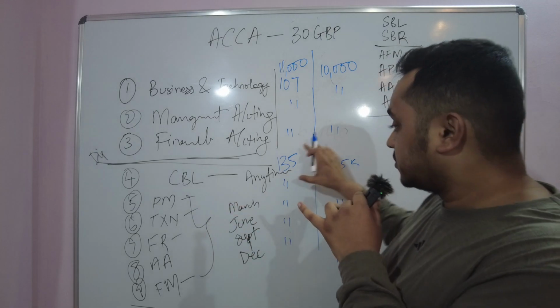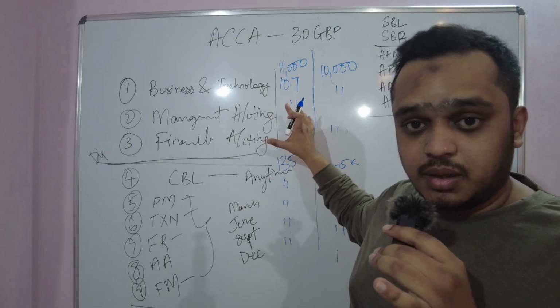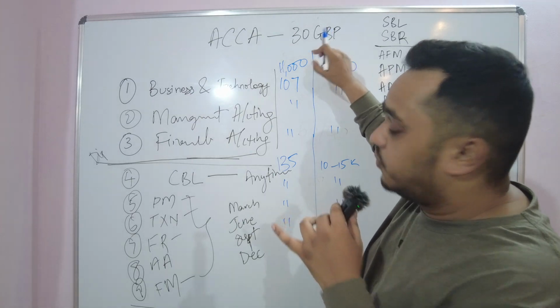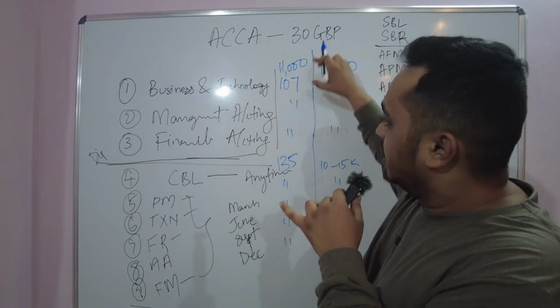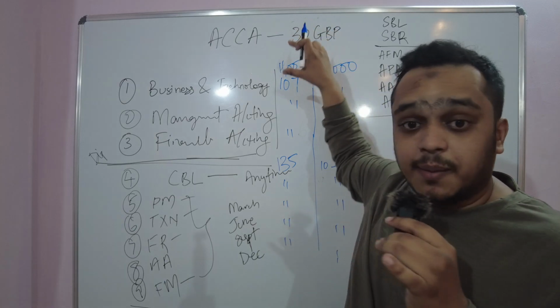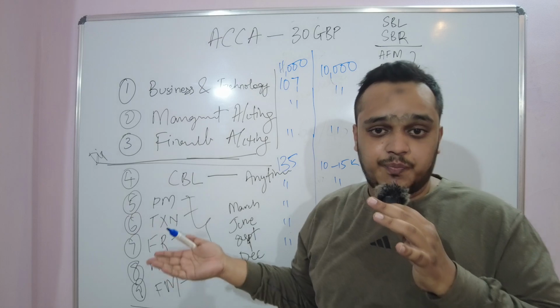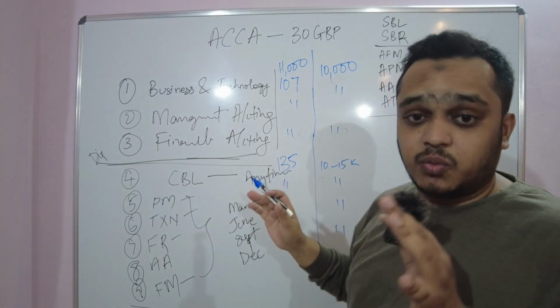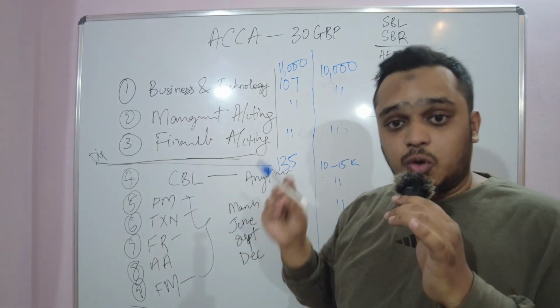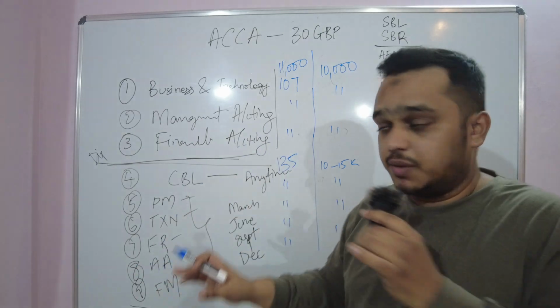So here, understand this, I'm not totaling this fees. The point here is, suppose you fail in one examination, suppose you fail in business and technology paper, you have to pay the complete examination fee, which is 11,000 rupees or 107 pound. Understand this. This is why it is highly suggested for you to go through a mentor, go through proper coaching, then only go ahead for the examination.